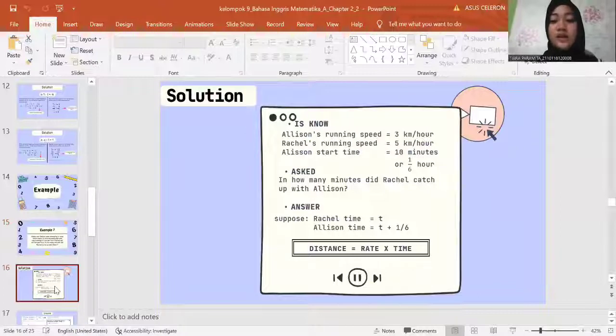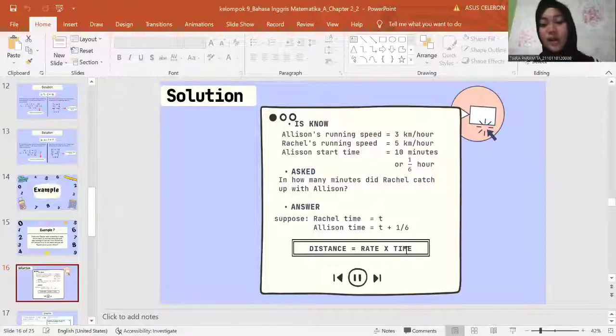The solution. Known: Alison's running speed is 3 kilometers per hour. Rahel's running speed is 5 kilometers per hour. Alison's head start is 10 minutes, or 1 divided by 6 hours. Asked: in how many minutes did Rahel catch up with Alison? Answer: suppose Rahel's time is t and Alison's time is t plus 1 divided by 6.